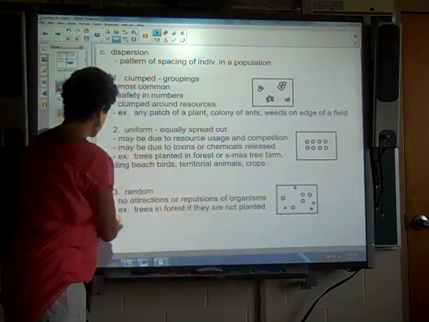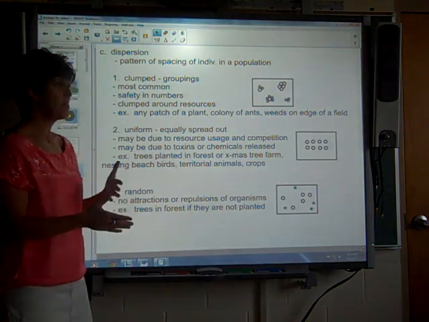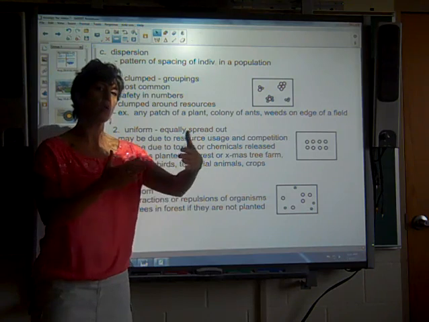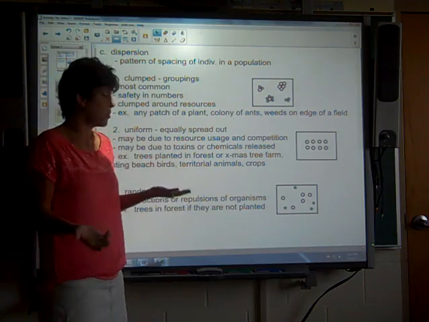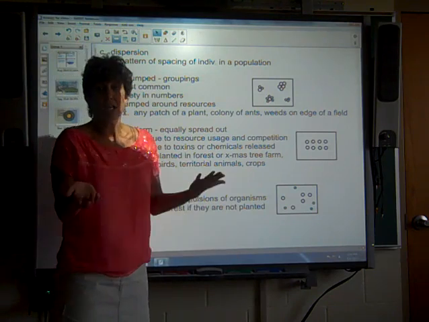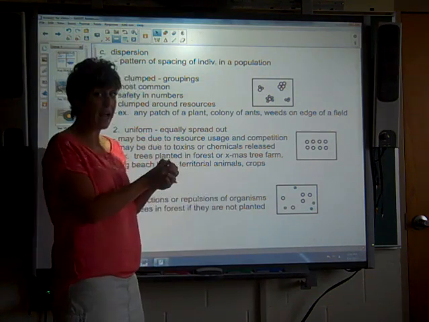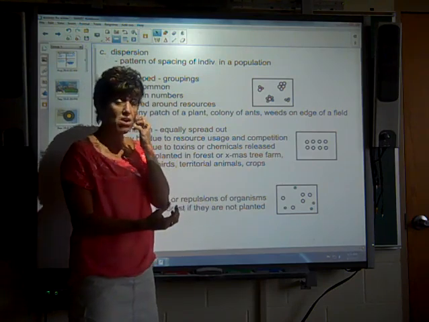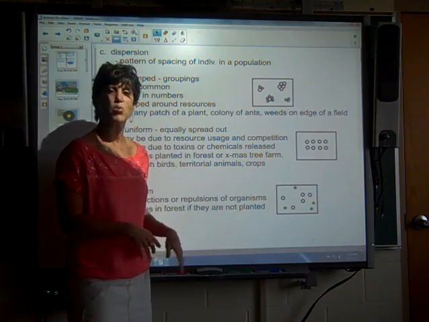The third is random. So random means there's nothing that's really drawing those organisms close to each other or away from each other. It's just random where you end up seeing them. So trees in a forest, if they're not planted, generally pretty random. They're not clumped because clumped wouldn't allow them to get enough light or enough water, but they're usually spread out in a random way.